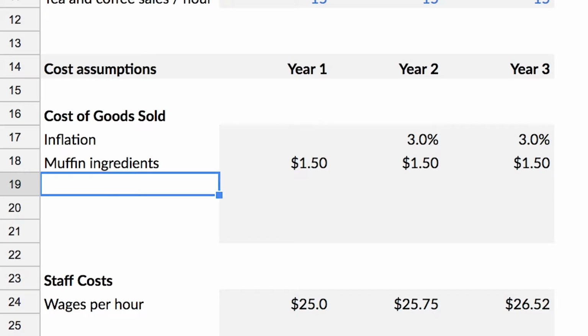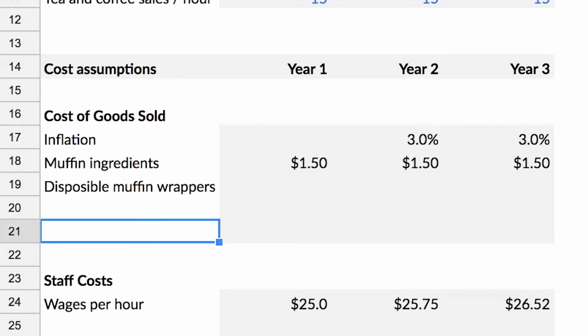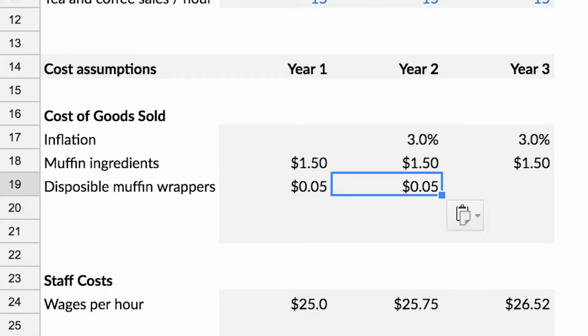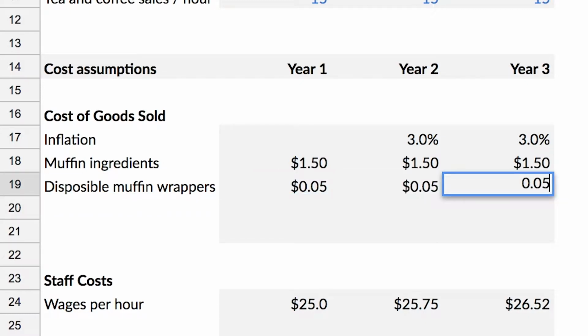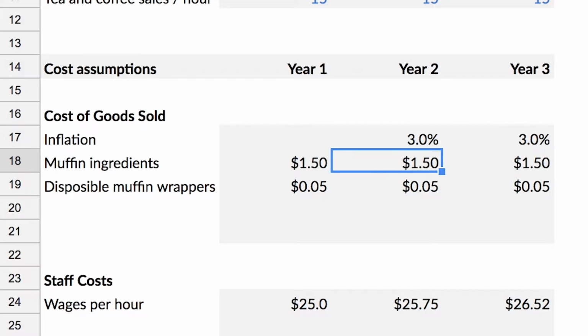And then next we also have to think about how we sell those muffins. So let's just assume that the disposable muffin wrappers cost you 5 cents. You can copy that assumption over. But now what I realized I've done is that these costs are flat over the 3 years. Costs can go up by inflation, as we've discussed. So we need to incorporate that inflation assumption in these formulas and in the other formulas as well. So how do we do that?